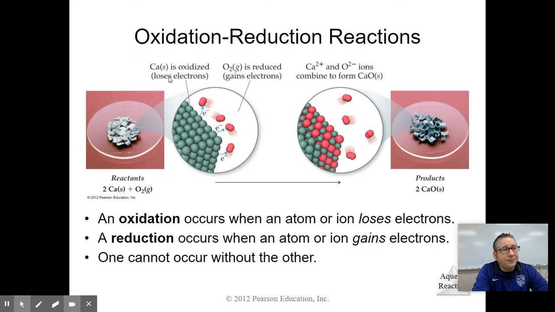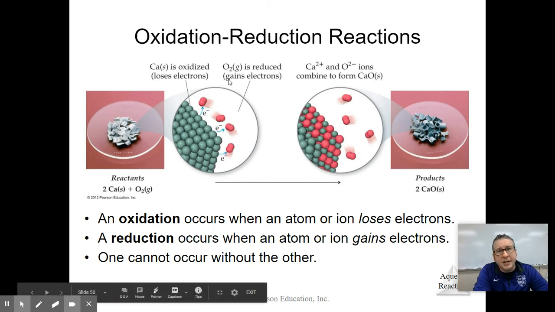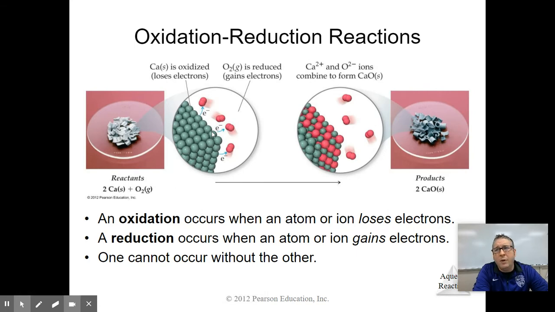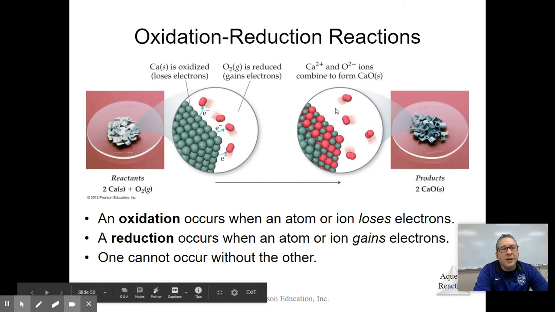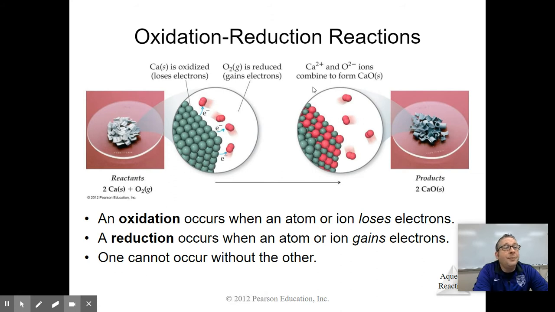But calcium is in its natural state, so it doesn't have a charge. It's neutral. Oxygen is also in its natural state. It does not have a charge either. You might be asking yourself, what do you mean, natural state charges? I'm going to get to that. Rules. But when we get to calcium oxide, we dissociate that because it is an ionic compound, and we see that we get calcium 2+ and oxygen 2-.